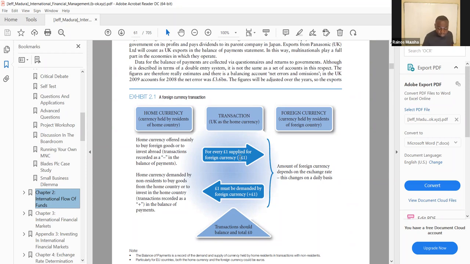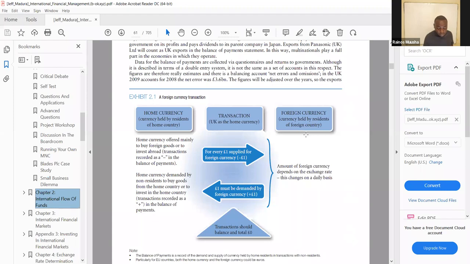Because for every pound supplied for foreign currency, it basically means that we have an outflow of the pound in this case. So that's basically the transaction. Then home currency is demanded by non-residents to buy goods from the home country or to invest in the home country. So these transactions are recorded as plus in the balance of payments. So £1 must be demanded by foreign currency, which means there's a demand for the pound in the foreign market, which basically means it's an inflow to us.